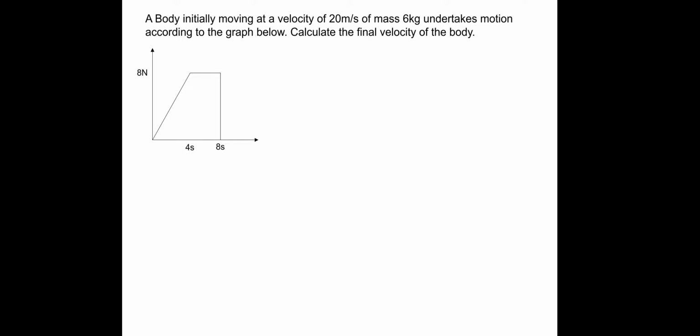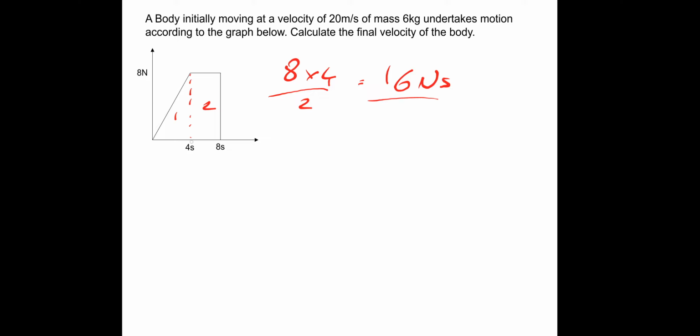So on this one, a body initially moving at a velocity of 20 meters per second, of mass 6 kilograms, undertakes motion according to the graph below. Calculate the final velocity of the body. Same as last time, we've got a compound shape, so 2 shapes. The first one is a triangle, so 8 times 4 divided by 2. So that's 16 newton seconds.